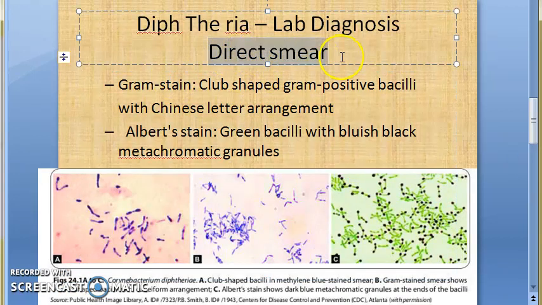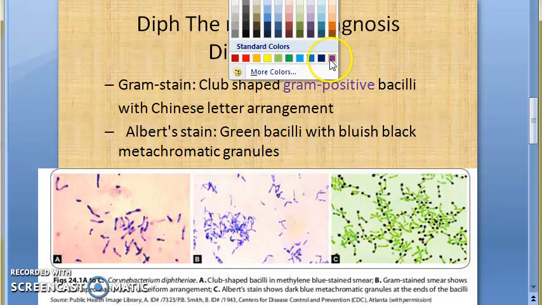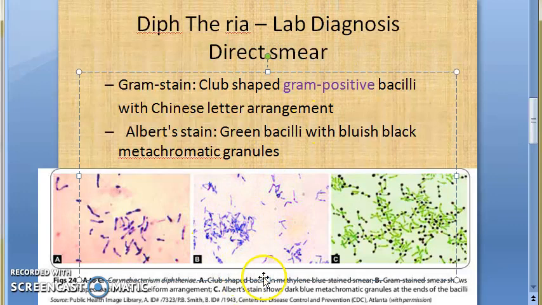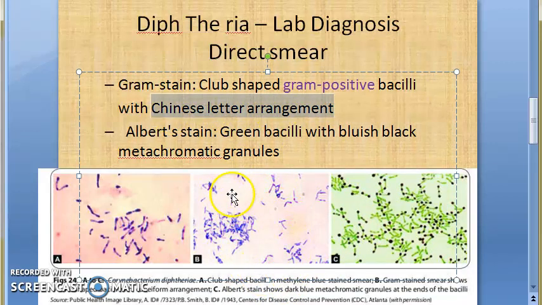Okay, now coming to direct smear. This is the next step. Whatever you have collected, you are going to smear it. This is going to be gram stain. The center diagram is the gram stain. Club shaped, gram positive. You can see purple color in the picture, the middle one. So, it means gram positive. So, it is a gram positive club shaped bacilli with Chinese letter arrangement. Draw this diagram in exam, you will get marks.